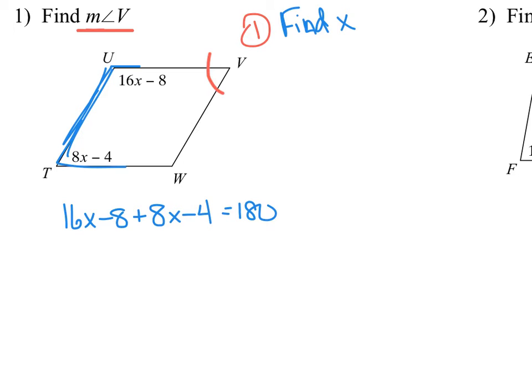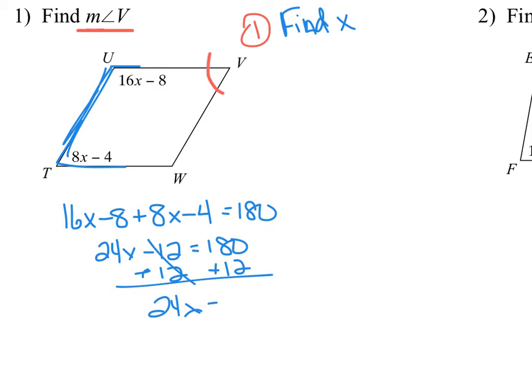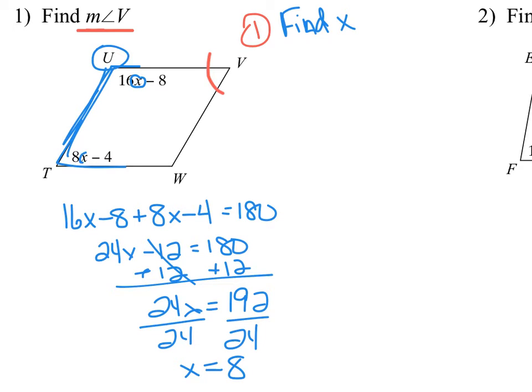So we do have to find x, so combine our like terms. And 12. Okay, so I'm just going to do this quick. 192. So then when we solve this, x is 8. So that's great. So if we plugged 8 into here, we could figure out what u is. If we plugged 8 into here, we could figure out what t is. But right now we don't have something for v. But what you do remember, hopefully, is that this angle and this angle are the same angle. Opposite angles are equal.